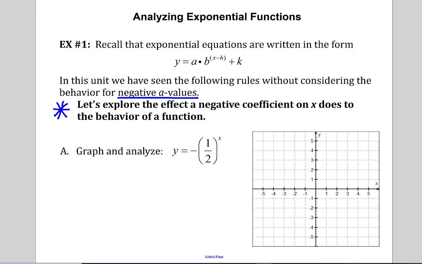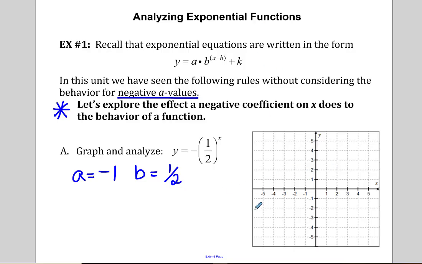Okay, so let's look at this one. We have y equals negative (1/2)^x. In this case, we have a negative a value. Actually, I'm going to write it that way. y equals negative 1 times (1/2)^x, and our base is a fraction. So when the base is a fraction, the graph is going to be reflected across the x-axis with the a value being negative, and it'll be concave down.